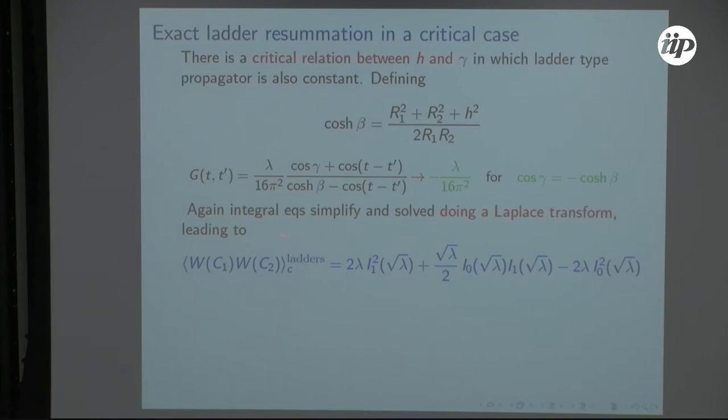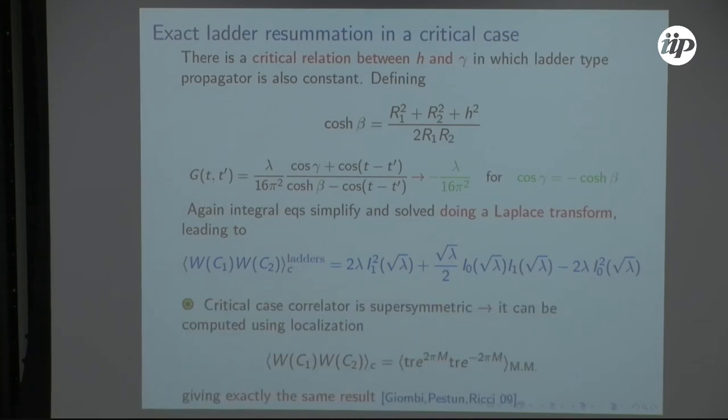If you get that your ladder propagator is also constant, you can again solve the integral equations by doing a Laplace transform very easily, and then you get an exact answer for the ladders' contribution to the correlator of two Wilson loops.